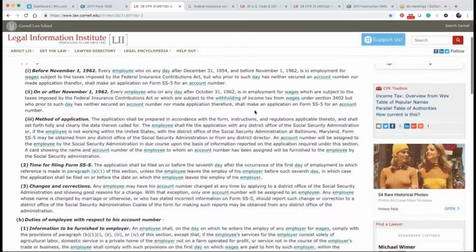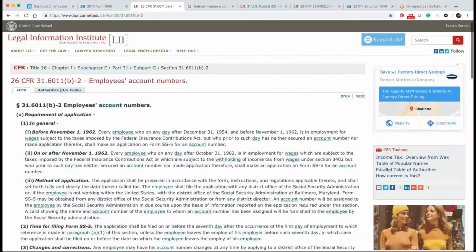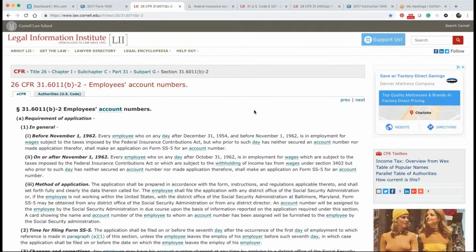Let me go ahead and read it. I'm going to read through this. I might skip a few sections and try to cover what applies to most people. So here we go.